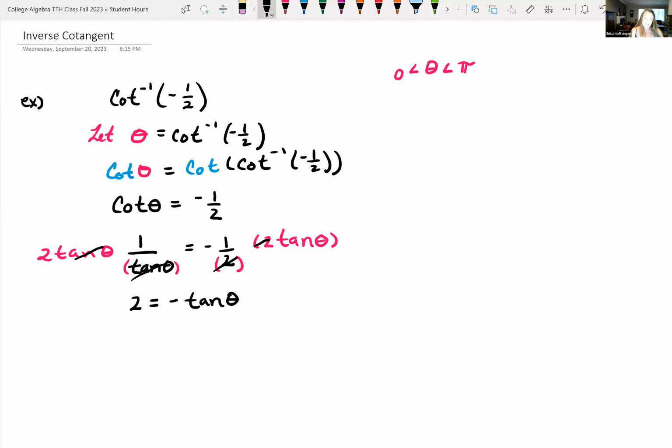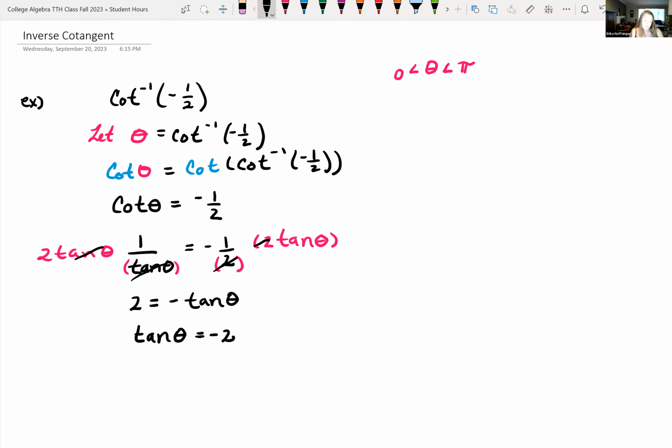I want tangent theta, not negative tangent theta. So we can think of it as dividing both sides by -1, or multiplying both sides by -1. And doing so, we get tangent theta is equal to -2.